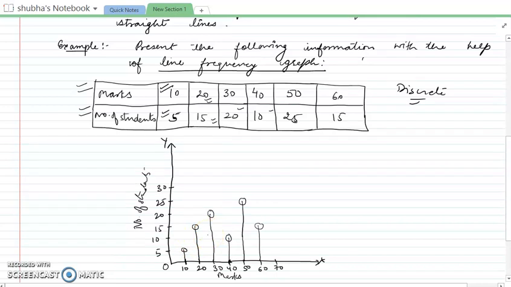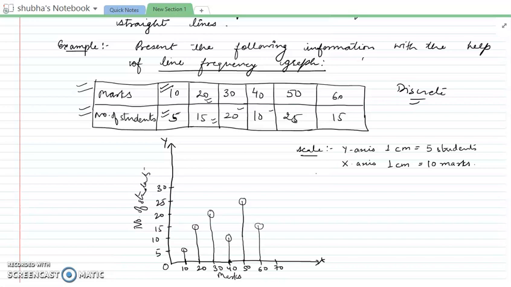Now what is the need here? We have to give the scale here. Now what will be the scale? On the y-axis, 1 centimeter is equal to 5 students, because frequencies are given on the y-axis. On the x-axis, 1 centimeter is equal to how many marks? 10 marks. So this is the scale which you have to show. This is the way to make a line frequency graph.